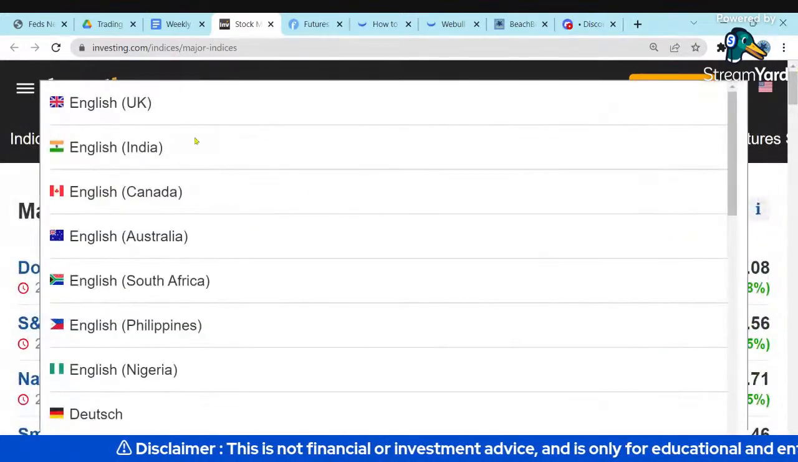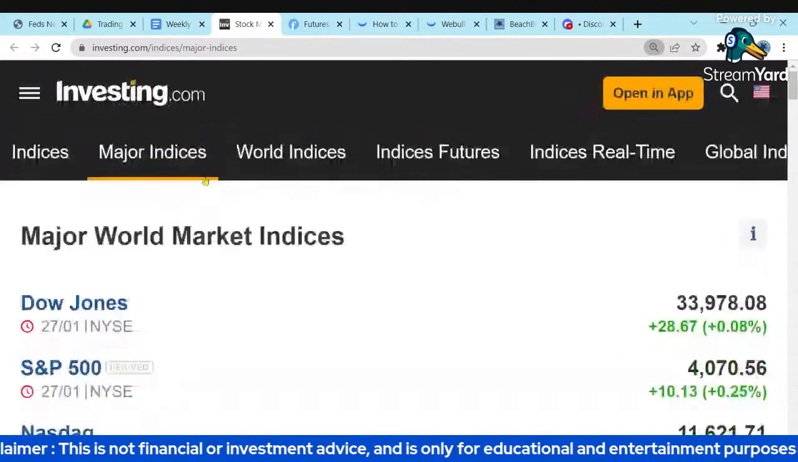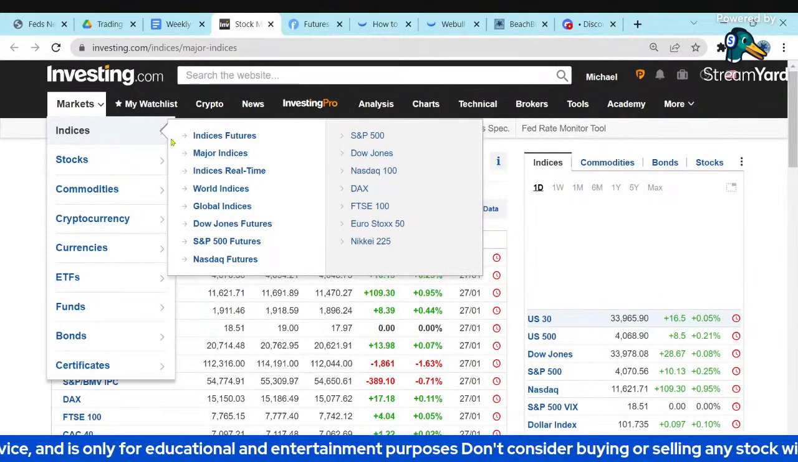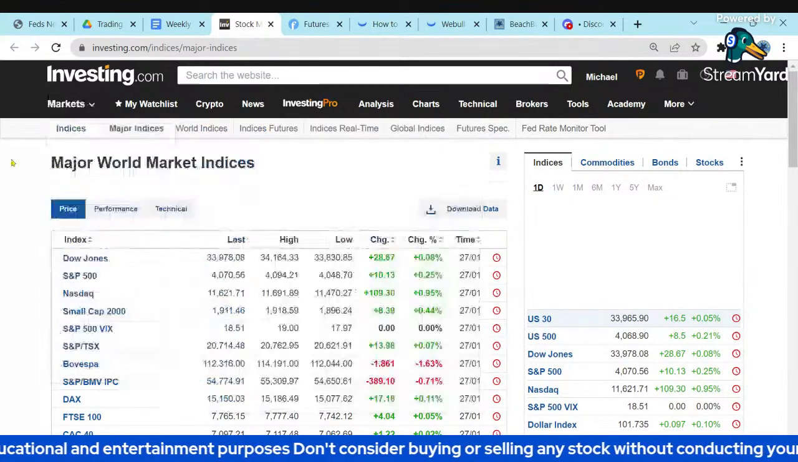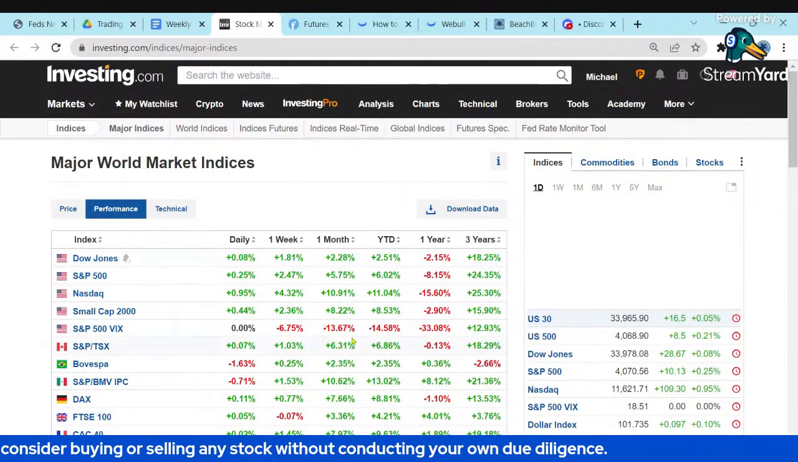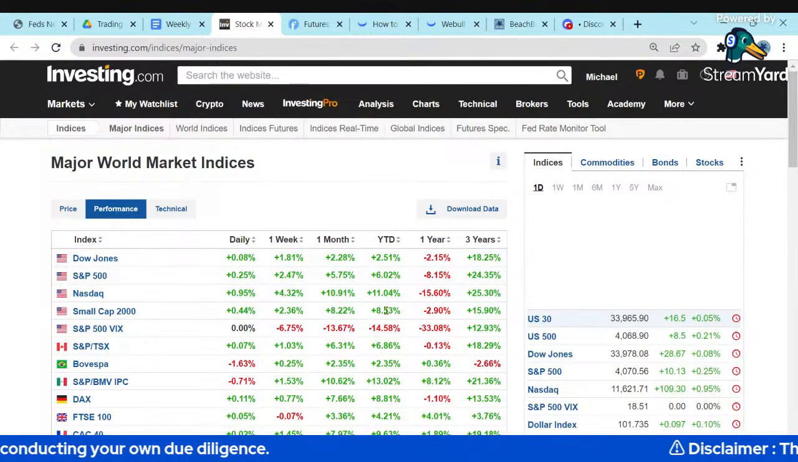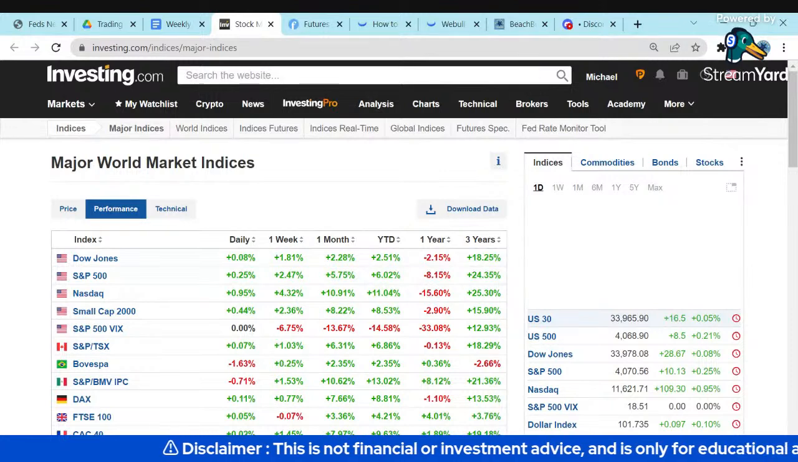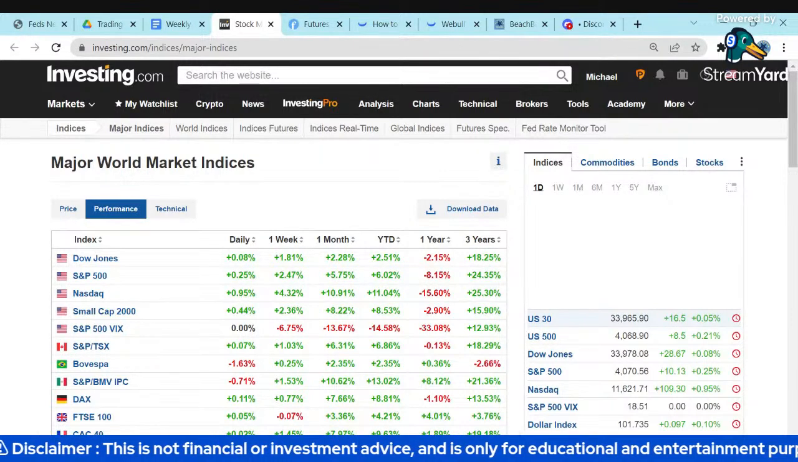So let me zoom. There we go. Get to performance. So again, we see all the indices are positive for the month of January, positive for the year to date. So the January Barometer is saying the markets are up, and based on how the January Barometer predicts for the year, as you'll hear in that video, this bodes well for the indices for this year.